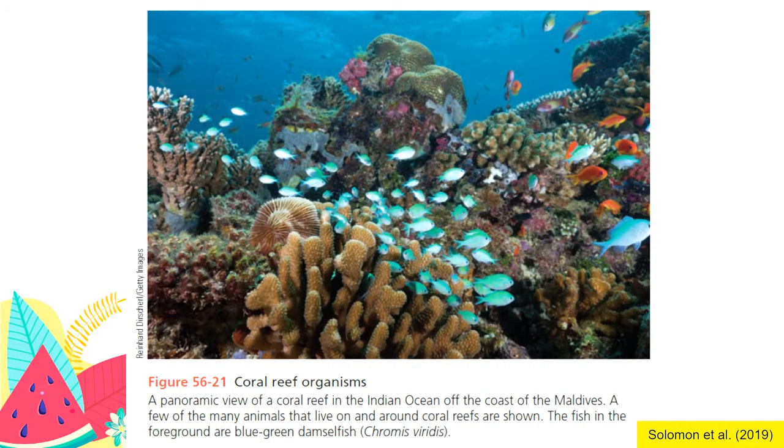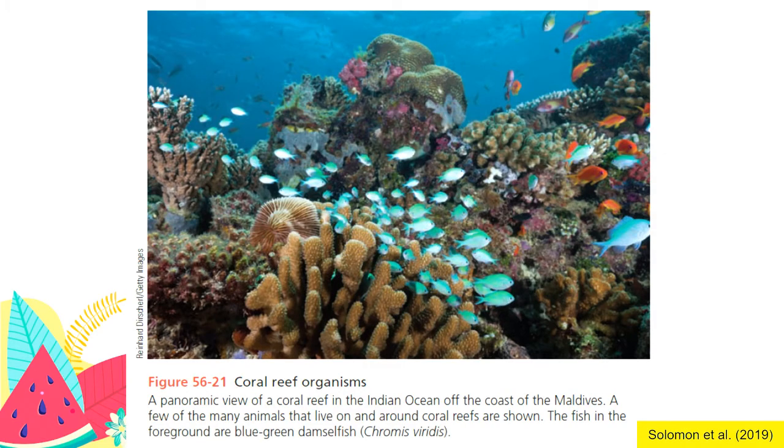So this is an image of a coral reef. As you can see, it has a wide collection of different types of fish. So this is a panoramic view of a coral reef in the Indian Ocean. Okay, so many animals and many types of fish live in this coral reef.